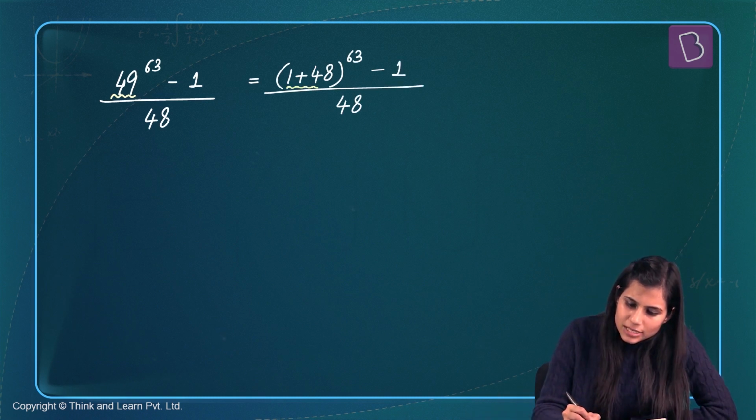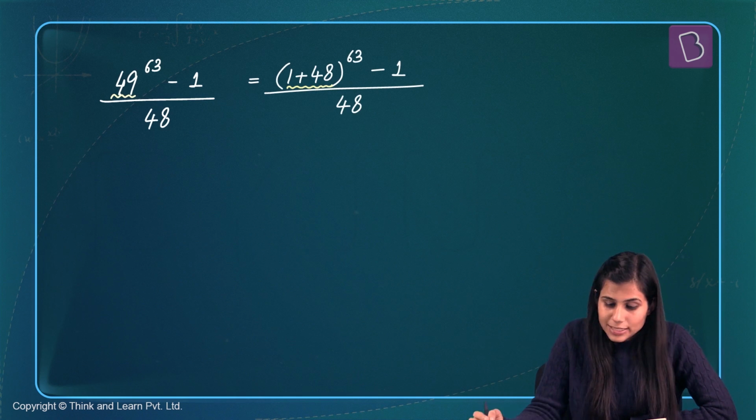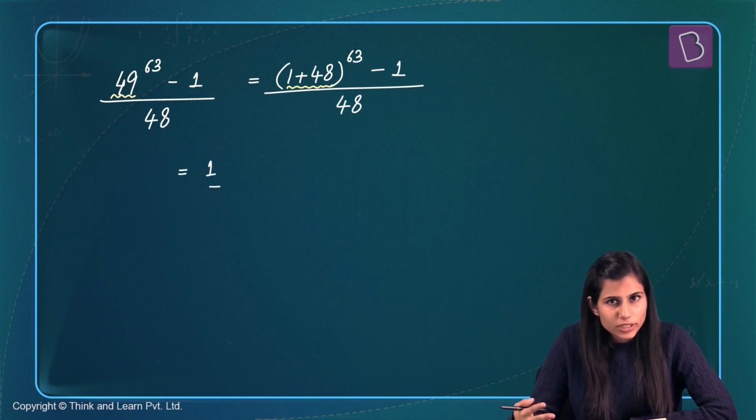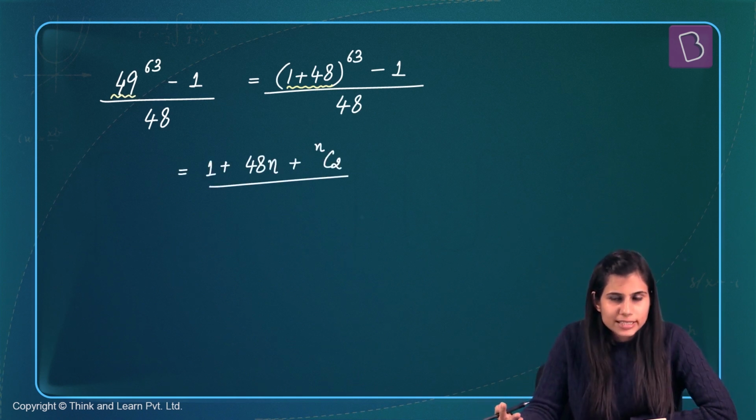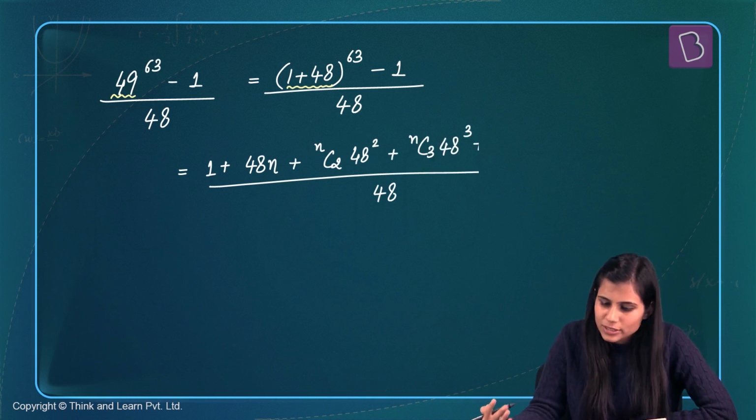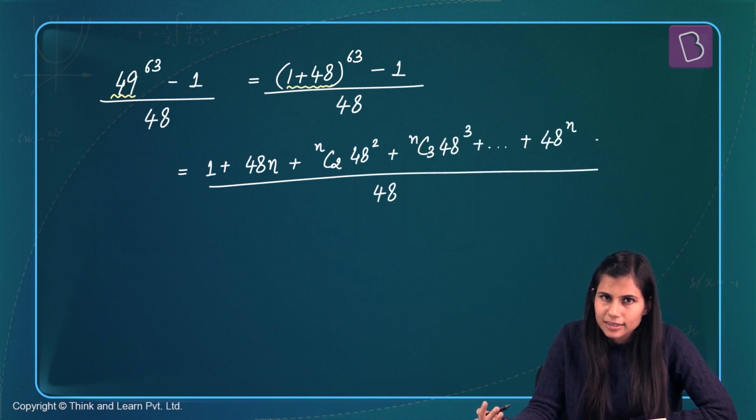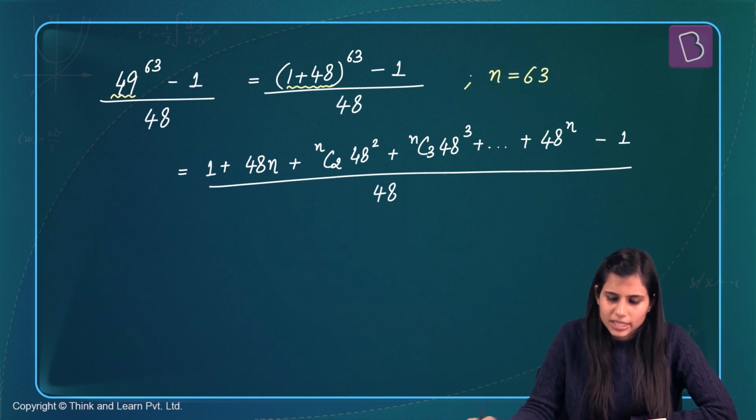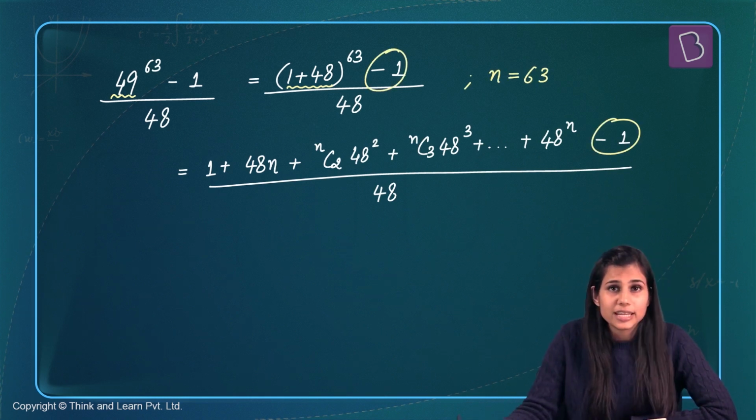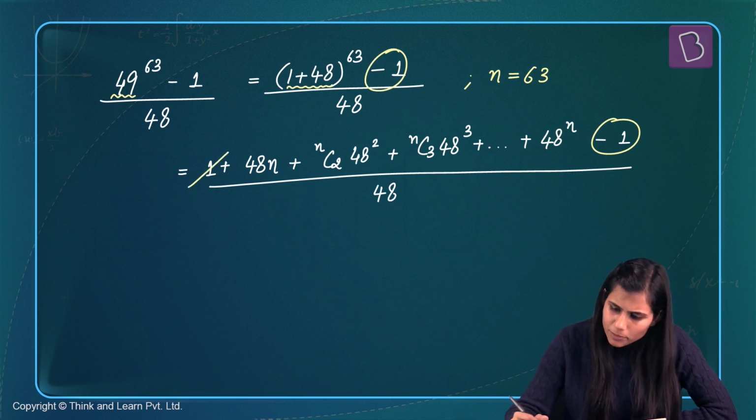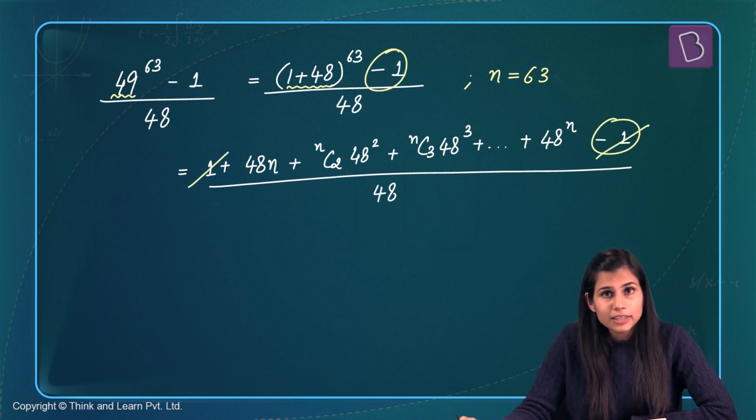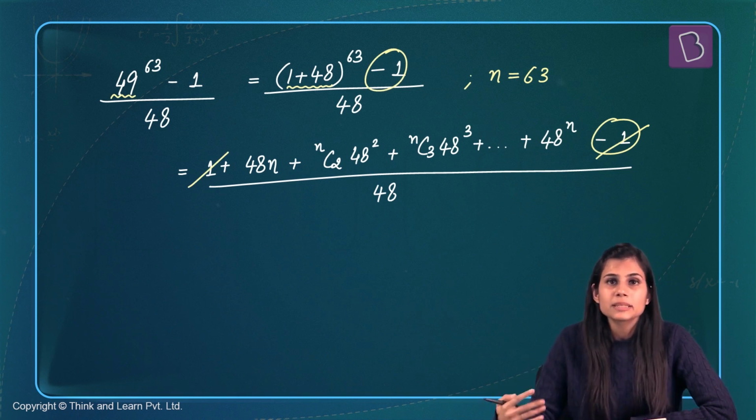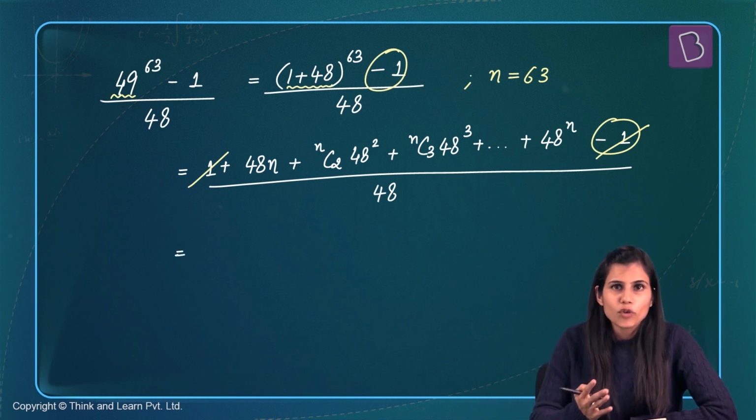Obviously in here I'm going to use my binomial theorem, and that is going to give us what? 1 plus 48n plus nC2 48 square plus nC3 48 cube, and so on till 48 to the power n. n in here obviously I'm substituting in place of 63, and this minus 1 comes in here as it is. Okay. So plus 1 minus 1 cancels out what you see in the numerator. Each and every term is a multiple of 48, so I can extract out the 48 common.